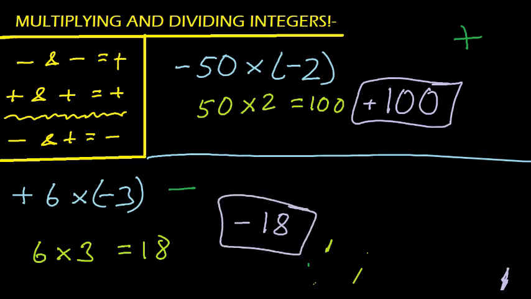So this is why doing multiplication and division with integers is a lot easier, because you just need to look at the signs, and if they're the same, you know it's going to be a positive. If they're different, you know it's going to be a negative. It just goes really, really quickly.